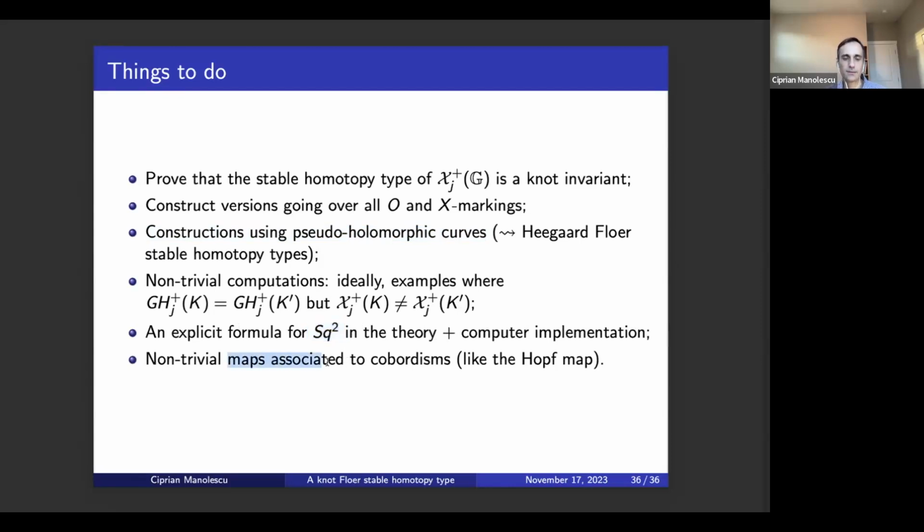What might be easier to see is maps associated to cobordisms. So first you have to define the theory. If you have a cobordism between knots, then you want to define a map between the spectra. And it's easier to see things in homotopy at the level of maps than at the level of spaces, like the Hopf map between spheres. So hopefully once we develop the theory for cobordisms, we should be able to see some interesting maps. All right, so that's all for today. Thank you.